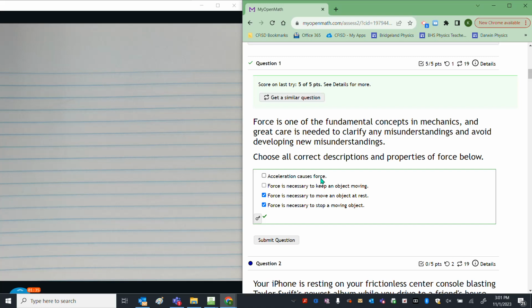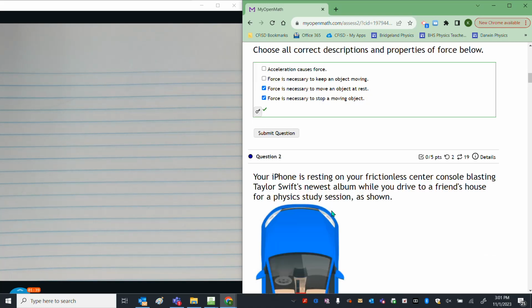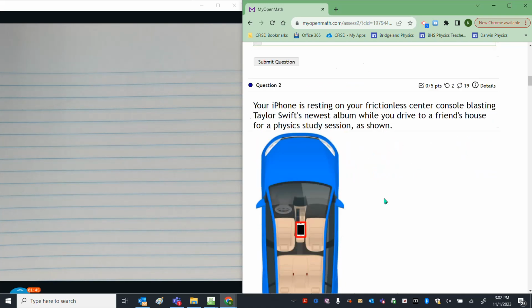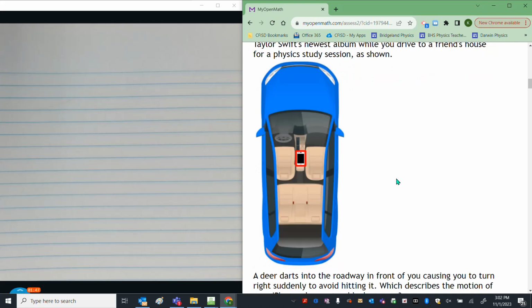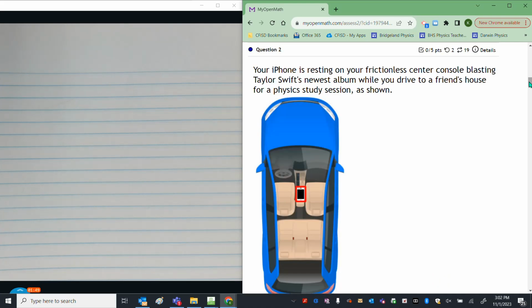Acceleration doesn't cause force, it's really the other way around. Forces cause acceleration. And then this, of course, you do not need force to keep an object moving. An object will move all by itself unless there's an external force stopping it. It will continue to move forever.